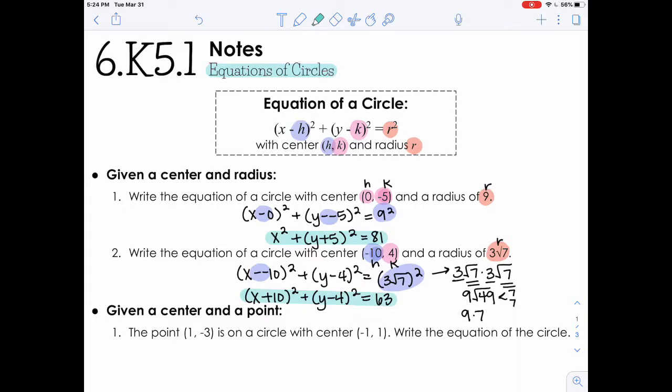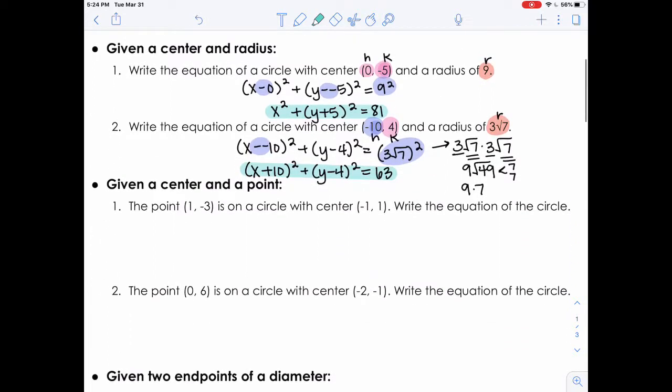Hopefully that is simple enough, but it's not always going to be that simple. Sometimes the situation is different and we're not given those two things explicitly. We're given information that lets us find them, like with our next example. Sometimes we're given the center point and another point on the circle. So let's clarify here. I'm going to write this down. We need the center point and we also need the radius, but what we're given here is the center and a point on the circle.